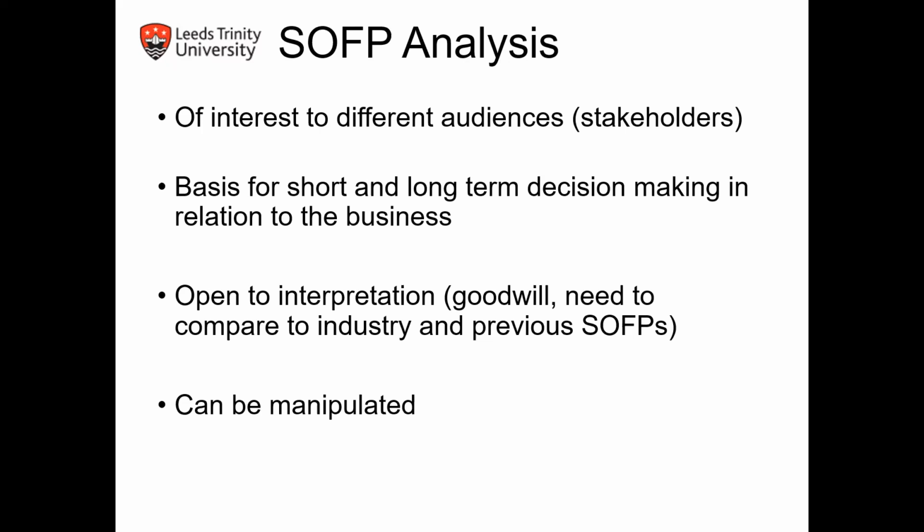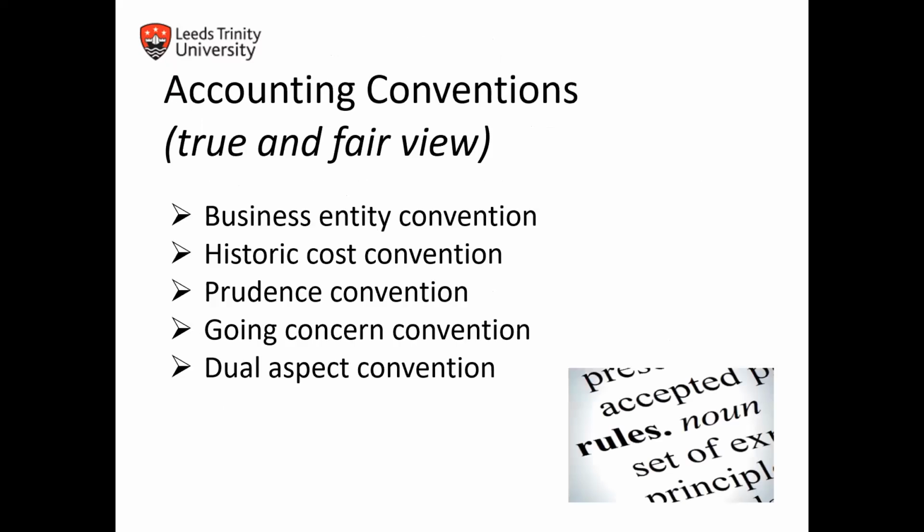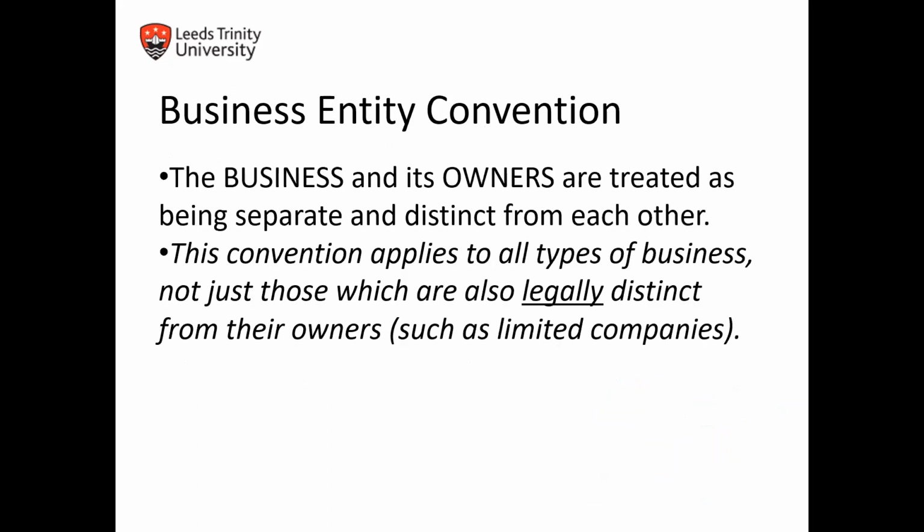Also, this statement of financial position can be manipulated. There are different ways that companies use to manipulate the financial information, data, statements. Why? One of the purposes may be that they don't want to pay a high level of tax, or they want to attract new investors. They want to show that they are doing well in the business market, manipulate their share price, etc. There are different accounting conventions, for example, business entity convention, historic cost convention, going concern convention, and other aspects.